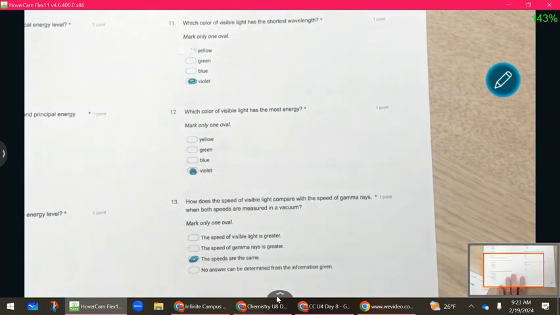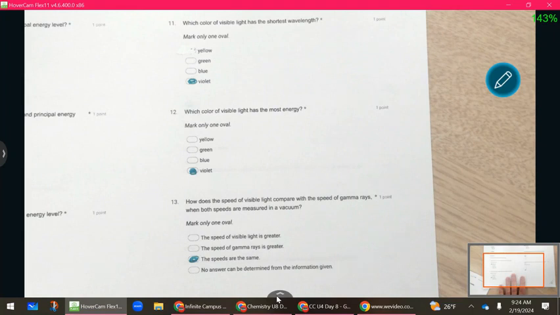What color of light has the shortest wavelength? Again, that is of the ones that are given here. And in this case, this is the one that is the shortest of all of visible light as well. Okay? But if I don't give you this as an option, you have to figure out which one would be the next shortest of the ones that are given. What color has the most energy?